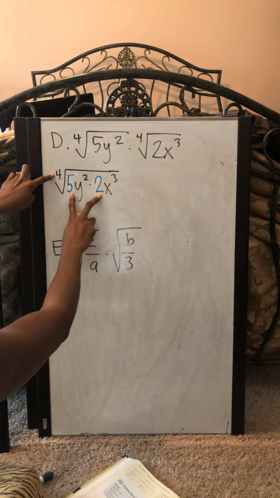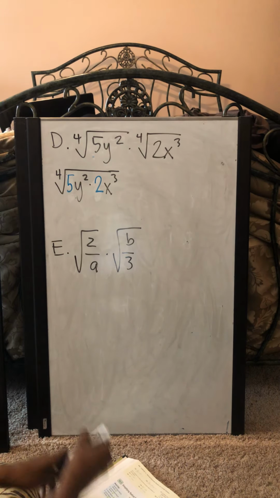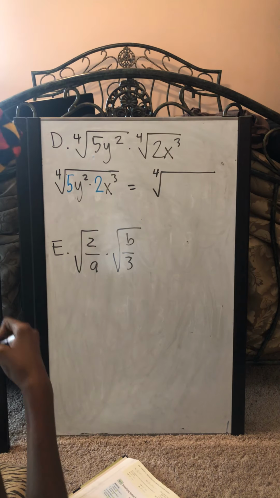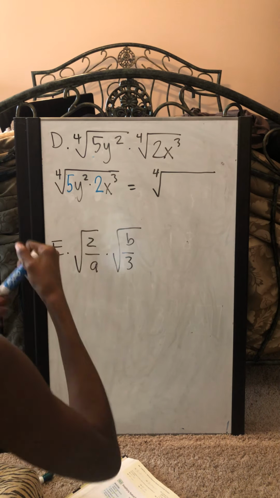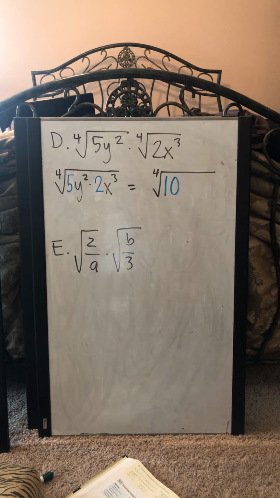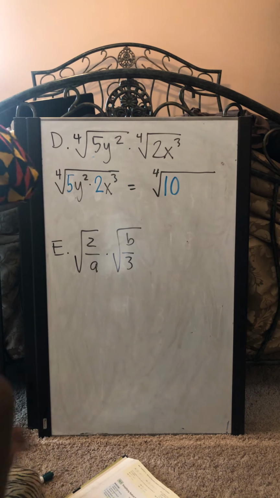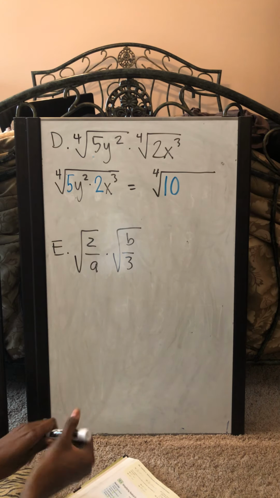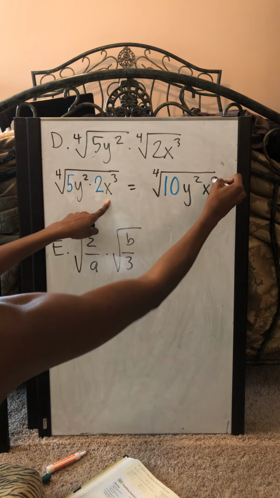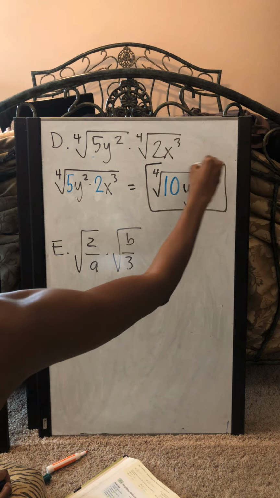So for the blue, with just the numbers, can we take out any groups of 4? No, we can't. So since we can't take out any groups of 4, we leave it underneath. So we're going to leave the 5 and the 2 underneath, which is the same thing as leaving 10 underneath. Okay? And then next we can do our y squared. We have 2 y's, right? But we're supposed to take out groups of 4. So we can't take out anything, so we leave the y's. And again, we have 3 x's, but we're supposed to take them out in groups of 4, so it stays. And this would be the final answer.